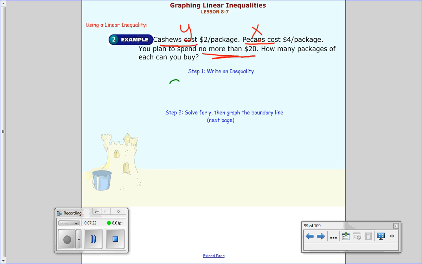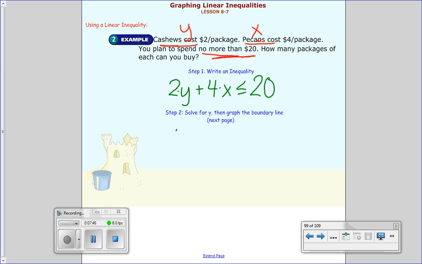So I have 2 times however many packages I buy, plus I'm buying so many pecans at $4 per package. And that is going to be either less than or equal to $20 because I don't want to spend more than that. So that's what my inequality would be. Then step 2 says solve it and then graph it.